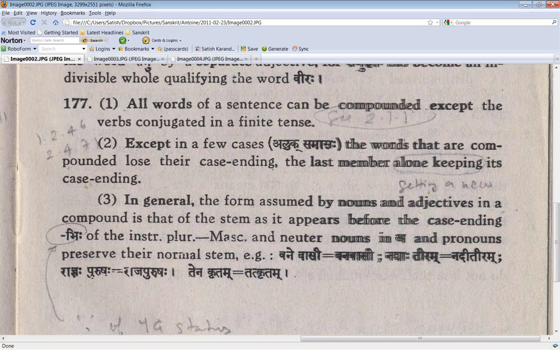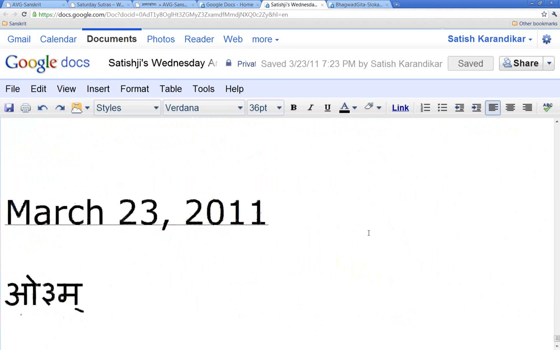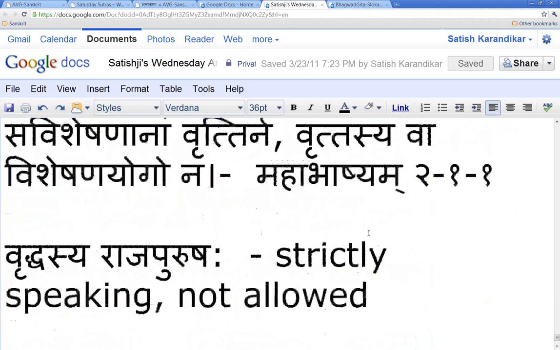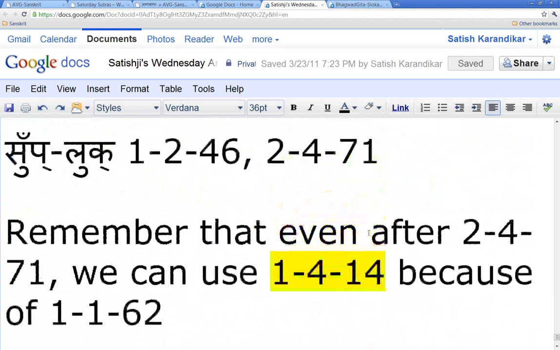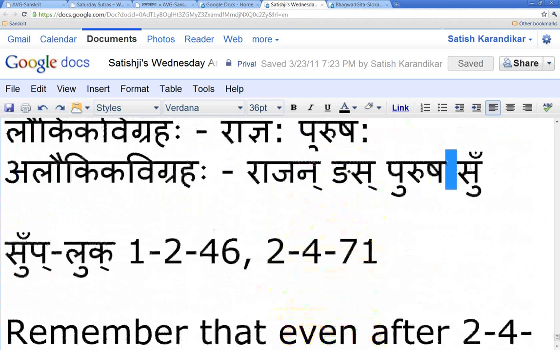So what I'm trying to say is that when we formed Raja Purusha back here, we had Rajan plus Nyas plus Purusha plus Su. So this Su Pratyaya will take luk by 2471. Then the compound Raja Purusha will get a new Sup based on its role in the sentence. So Raja Purusha gacchati. Because the Raja Purusha is now the Karta, he got the Su, and that's how it happens. Sup luk. The new Sup came because of the compound.